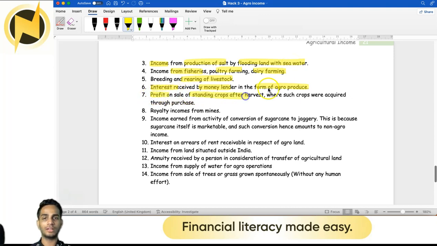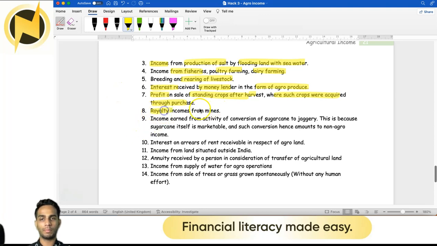Profit on sale of standing crops after harvest, where such crops were acquired through purchase. So I acquired a land or acquired some crops, and I'm selling the crops that I've acquired. Or I'm just taking off the crops from the land. I bought a land and that land had some standing crops. I just uprooted, cut the products or plants and I'm selling it. No, that won't be agricultural income.